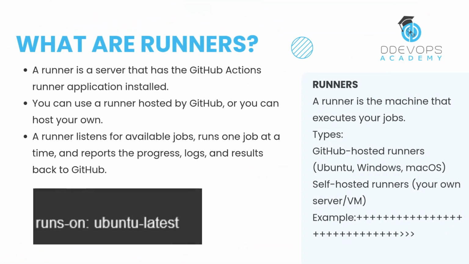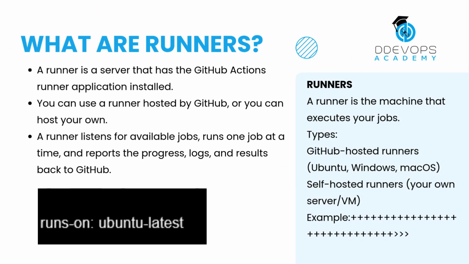Let's wrap up with runners. A runner is the machine that executes your jobs. GitHub provides hosted runners for Ubuntu, Windows, and macOS, but you can also host your own. Each runner listens for jobs, runs them one at a time, and sends back logs and results. It's the engine behind your automation.